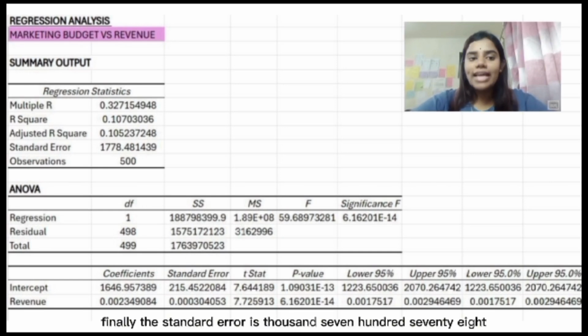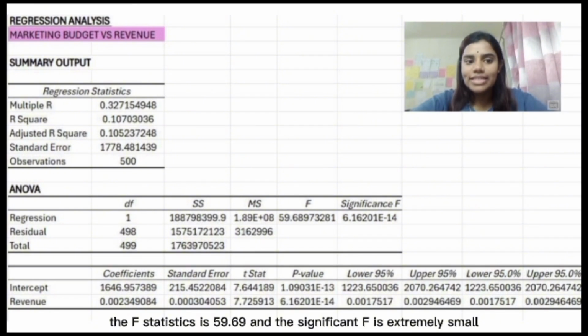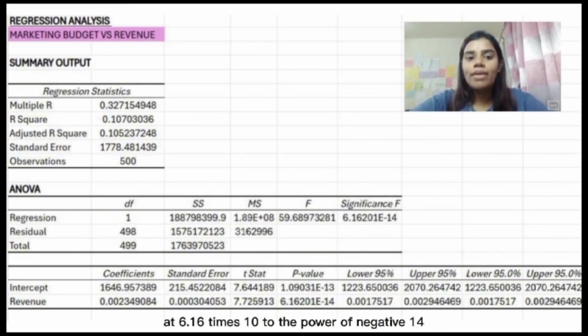Finally, the standard error is 1778.48, which represents the average distance of the observed revenue values from the regression line. Next, we have the ANOVA table. Here, the F statistic is 59.69 and the significance F is extremely small at 6.16 times 10 to the power of negative 14. This indicates that our regression model as a whole is statistically significant. In simpler terms, the relationship between marketing budget and revenue is not due to random chance.